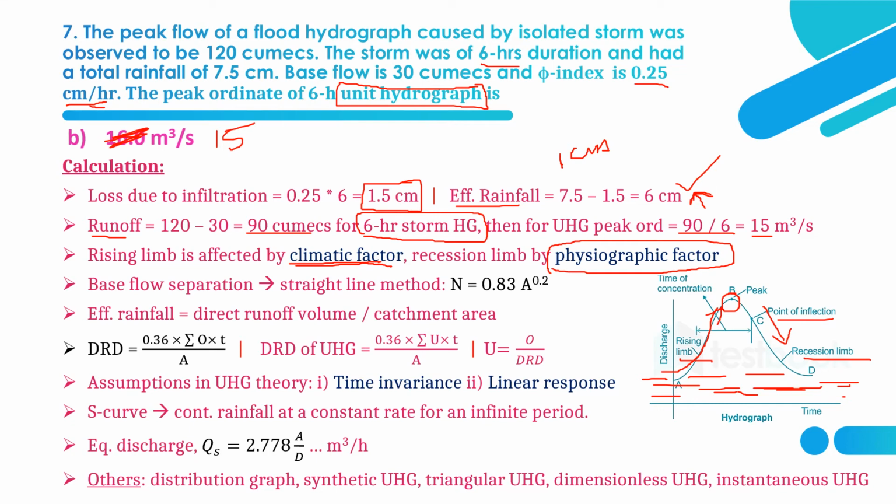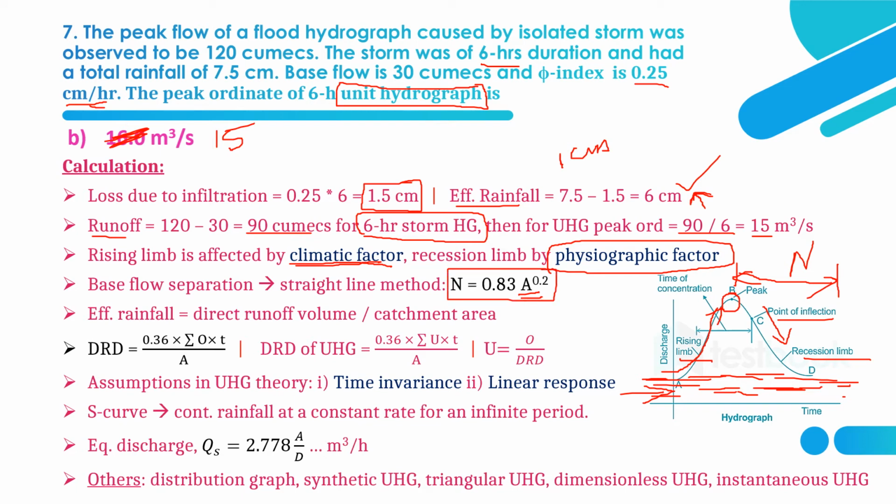And what is base flow separation? Now we have already seen this is the base flow. We have to separate it accordingly with correct calculation. So there is a method called the straight line method. In the straight line method we have to calculate the N value. The N value is from the peak to the end point. So this is the N value. N is given as 0.83 A power 0.2, where A is in kilometer square.